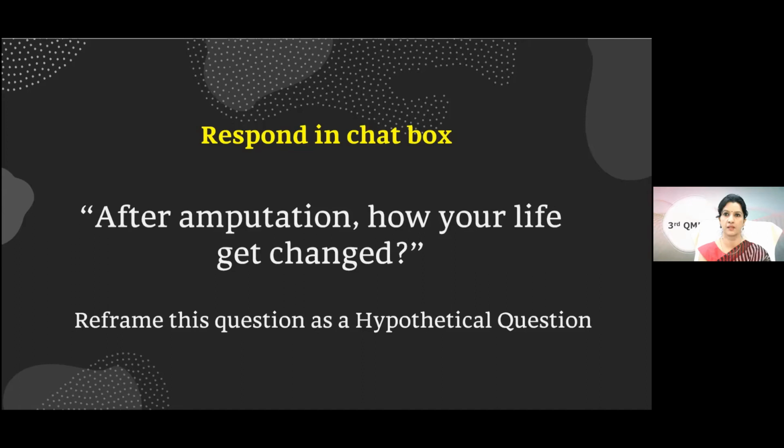Yes, very good. So I think you all got the knack of asking a hypothetical question. Riya is writing, suppose you or your family member had a limb removed by surgery, then what do you think will happen to your daily routine? Yes, very good. All of you are right, because we know that in qualitative research there is no wrong. Everyone is right. It's the perspective.